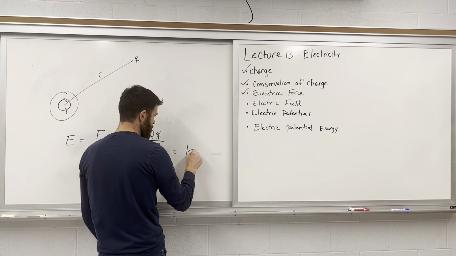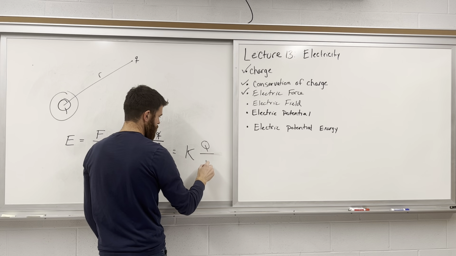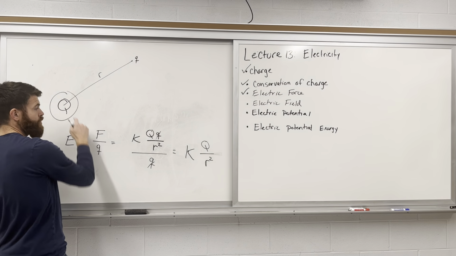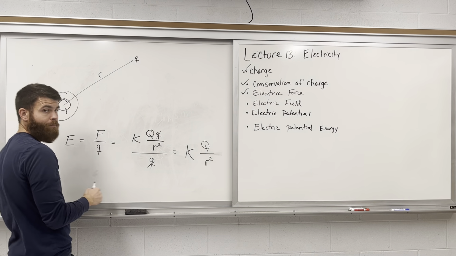And so the electric field strength set up by some charge capital Q is equal to Coulomb's constant times that charge times 1 over the distance squared. So that's the strength of the field. So now we know the magnitude of the strength of the field set up by a charge capital Q located at some point R.